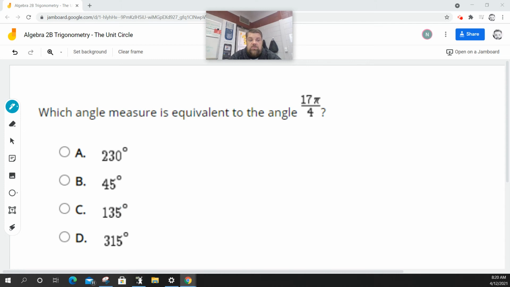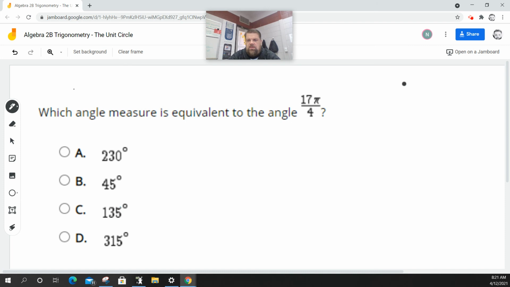All right, so for this one, we need to find an angle that's equivalent to 17 pi over 4. One way to do this is you could plug it into a calculator, but well, let's just do the conversion first.